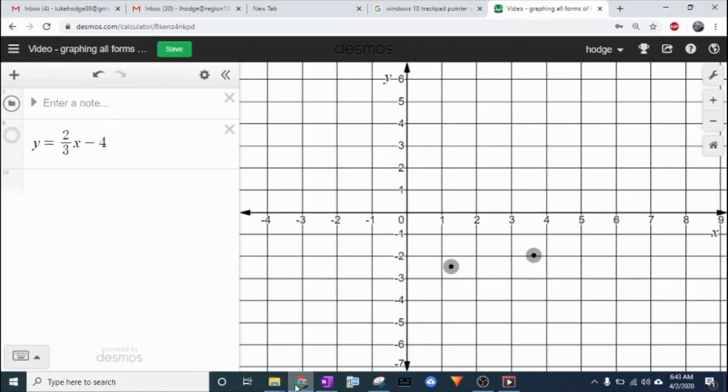Our second example is in slope-intercept form, or y equals mx plus b form. As I'm reading this, it says y equals. I get to the slope first, and then I see the y-intercept here. I'm not going to use the slope yet. I'm going to start with the y-intercept.